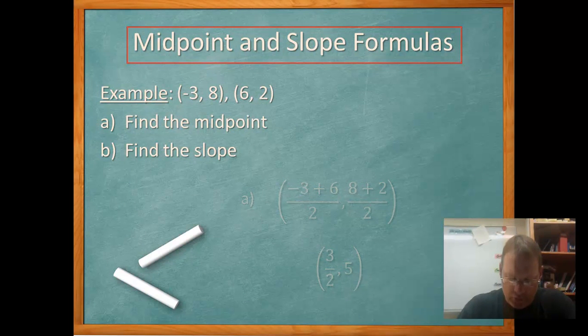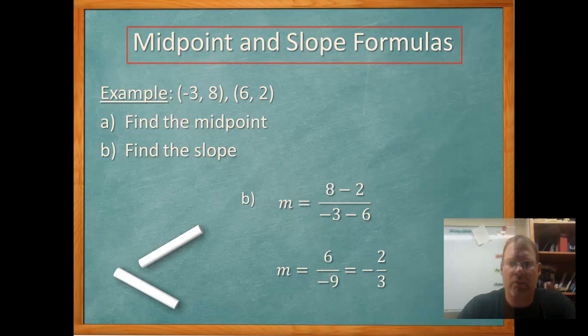Okay, finding the slope, easy enough. Change in y over change in x. 8 minus 2 on top, -3 minus 6 on the bottom. So you end up with 6 over -9, which is -2/3. Okay, so that's all there is to midpoint and slope. Hence, the end of this video.